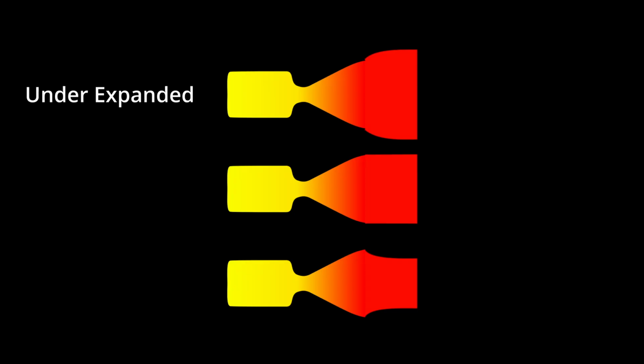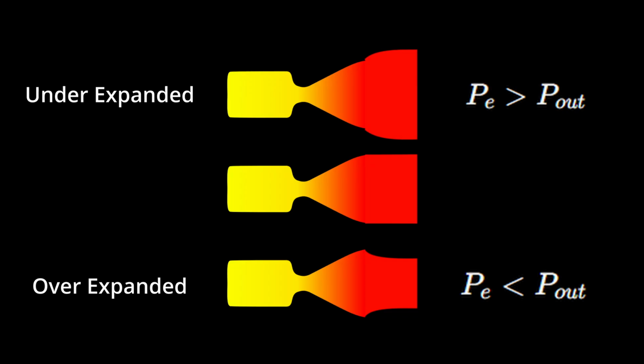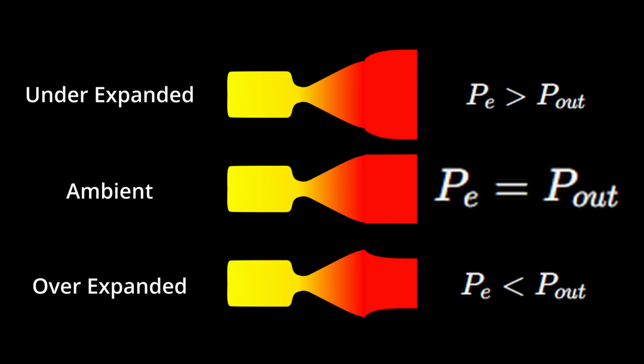If it underexpands, like the top picture, the exhaust pressure is still too high, so it keeps expanding after it leaves the nozzle. If it overexpands, like in the bottom picture, the exhaust pressure is too low, so the atmosphere pushes inward on it. Ideally, the exhaust is pressure matched, like in the middle picture, meaning its exit pressure is about the same as the surrounding air.